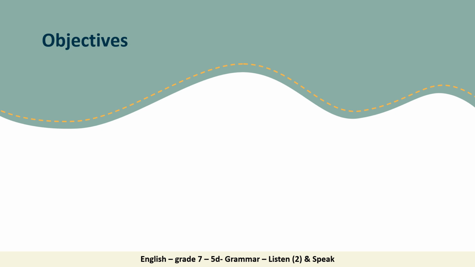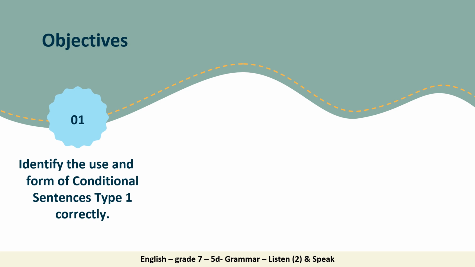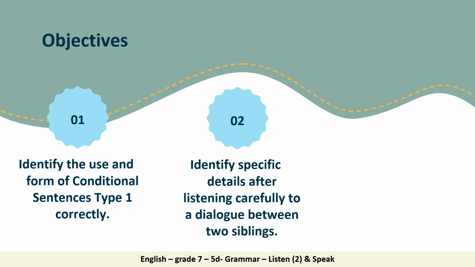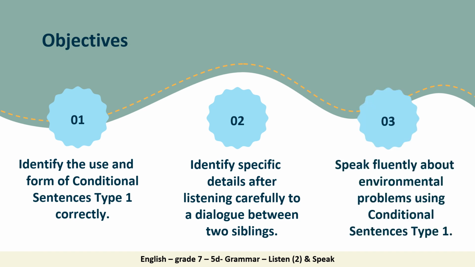Today, we have three objectives. The first is to identify the use and form of conditional sentences type 1 correctly. The second is to identify specific details after listening carefully to a dialogue between two siblings. And the third is to speak fluently about environmental problems using conditional sentences type 1.